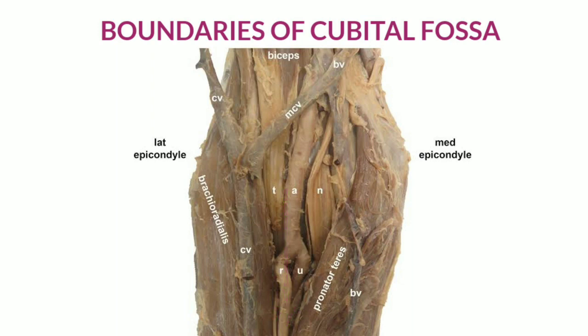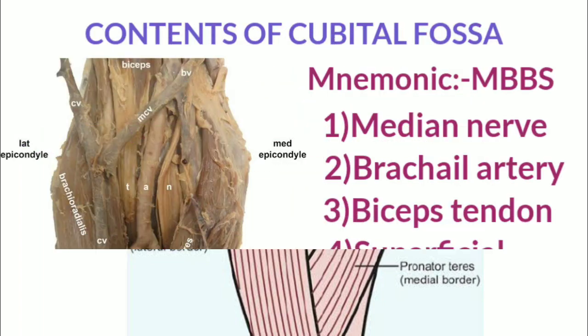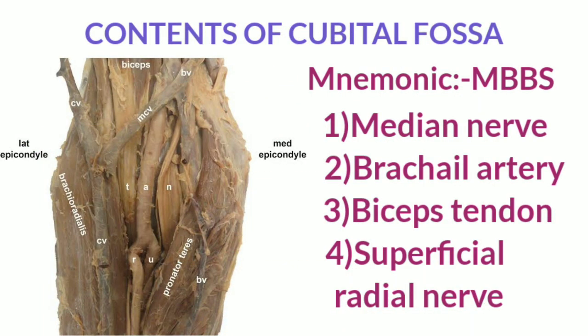And the roof is formed by the skin, superficial fascia, deep fascia and biceps tendon or bicipital aponeurosis. And the floor is formed by two muscles, upper brachialis and lower supinator muscles. Now coming to the contents of the cubital fossa, from medial to lateral side, first is the median nerve, second is the brachial artery, third is the biceps tendon or bicipital aponeurosis, and the fourth one is the radial nerve.